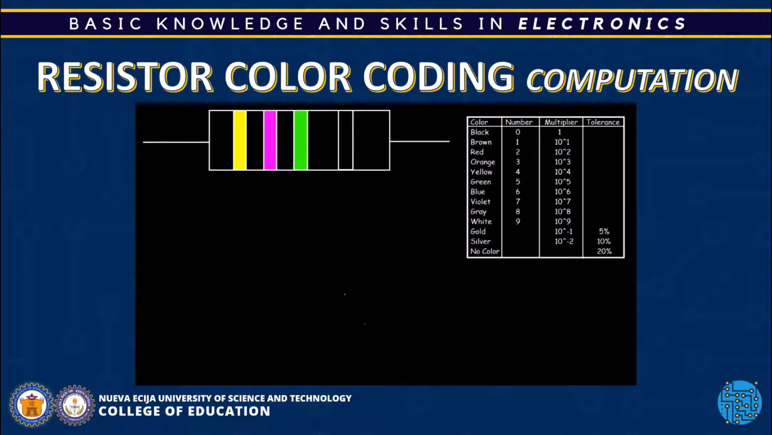Here's another one you could try. Go ahead and calculate the resistance using the resistor color code and determine the tolerance and also the range in which the true resistance can lie. So feel free to pause the video and see what the solution is going to be. Unpause it whenever you're ready. So the first color is yellow, the second one is purple or violet, the third one is green, and the last one has no color.